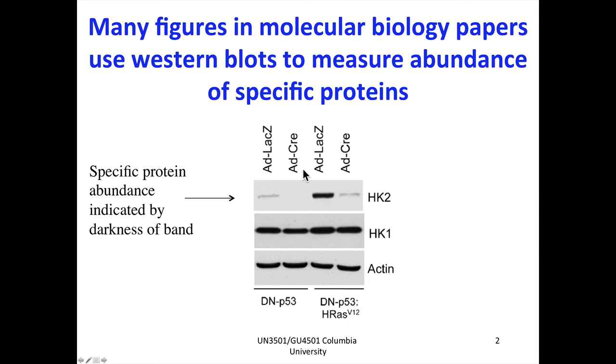So that's the comparison here. What's the effect of introducing CRE into the cells, CRE versus just a control adenovirus? And then if you compare the left two lanes to the right two lanes, what's the effect of introducing the oncogenic HRAS V12, specifically in terms of making more hexokinase 2 protein, comparing the first and the third lanes.